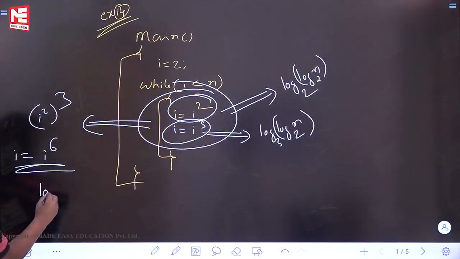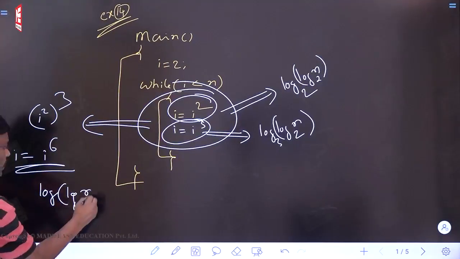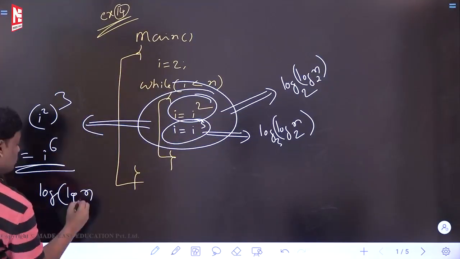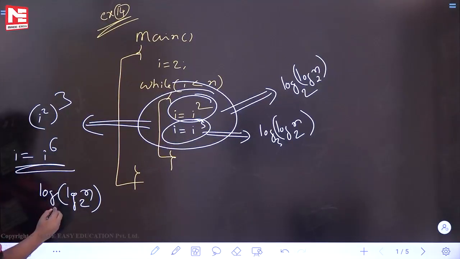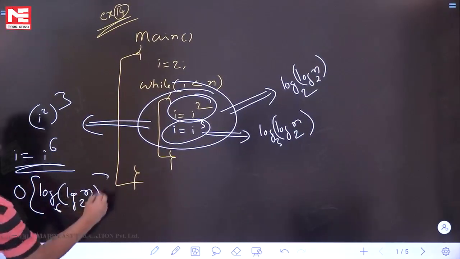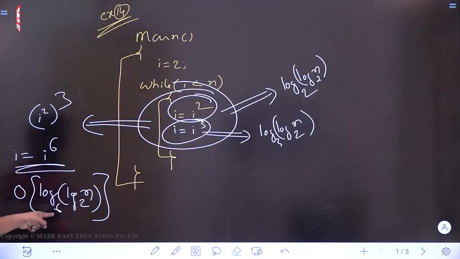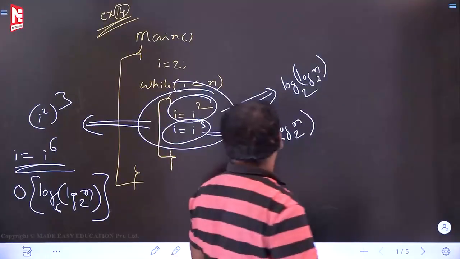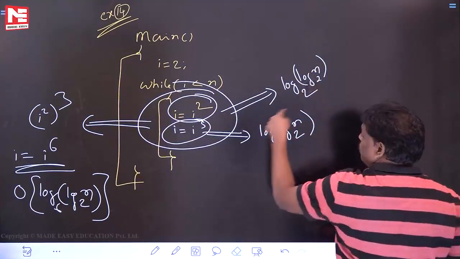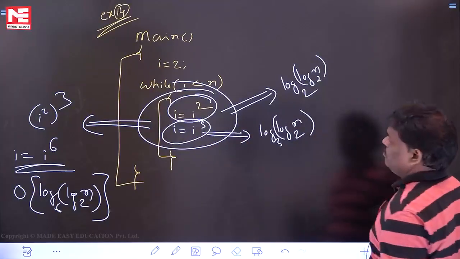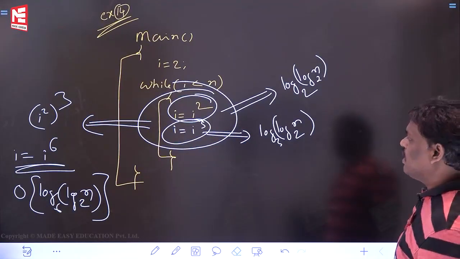What is the answer? Log of log n. Inner one is going to be base 2, outer one is going to be base 6. This is the answer for this. If both combinedly, this is the answer. Only first one, this is the answer. Only second one, this is the answer. I am thinking that you are absolutely fine.